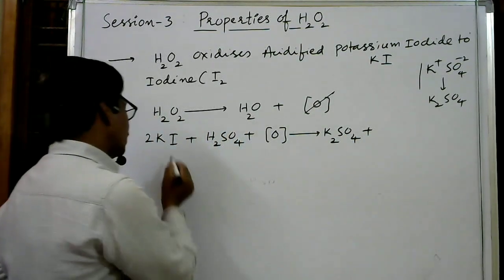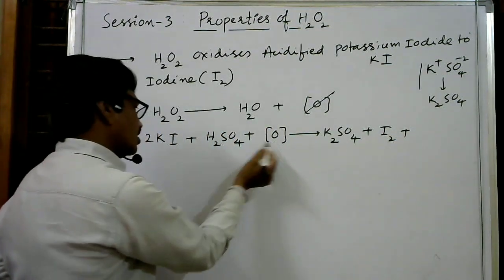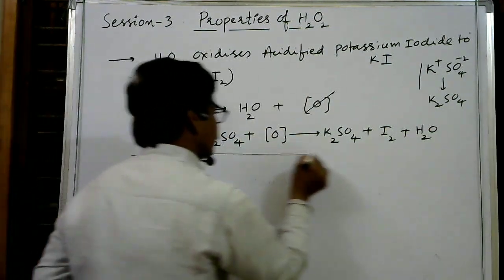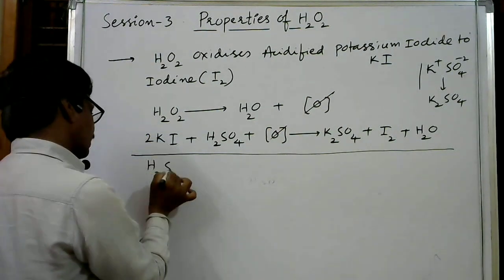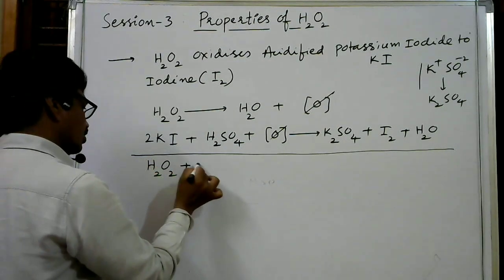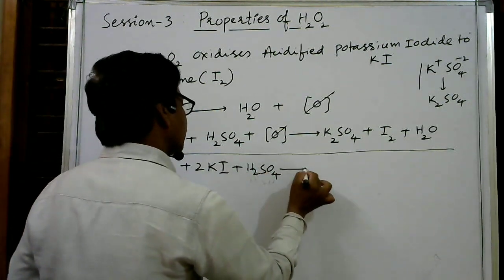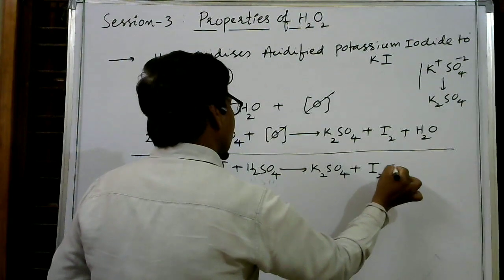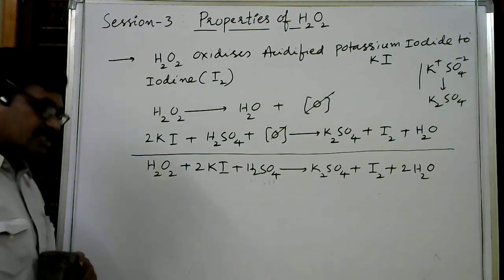So what is the remaining here? 2 iodines. So it is changed to iodine, I2. So what is the remaining? This nascent oxygen and these 2 hydrogens eliminate as water. So in the total reaction the nascent oxygen gets cancelled. So 1 mole of H2O2 combines with 2 moles of potassium iodide in the presence of H2SO4 and produces K2SO4 plus iodine plus 2 water molecules.